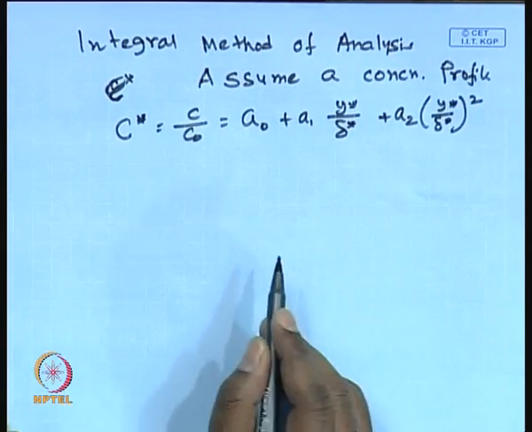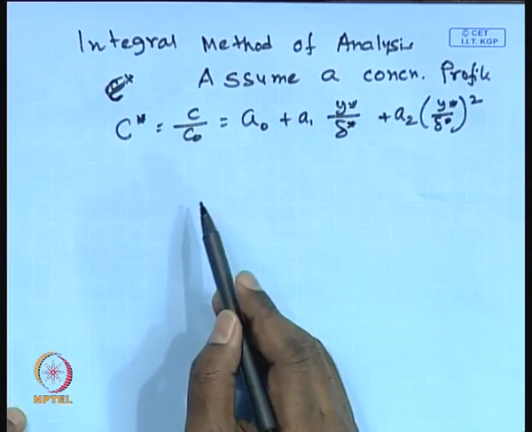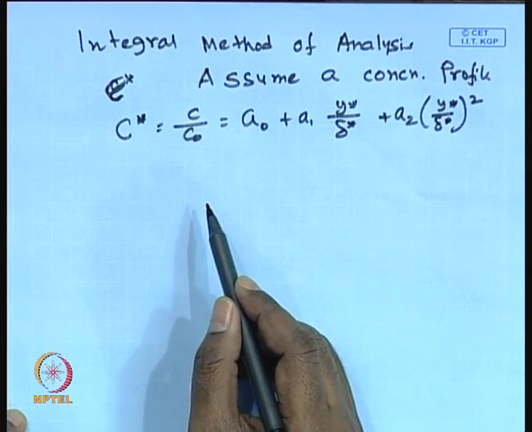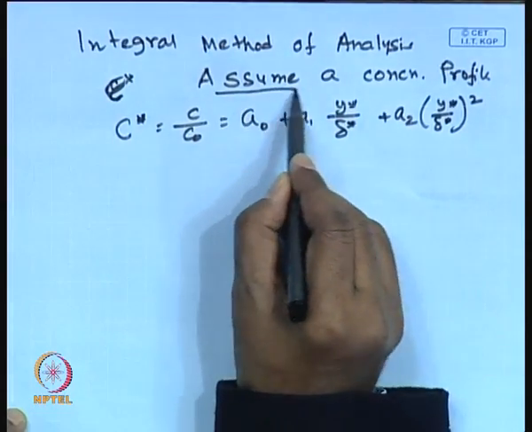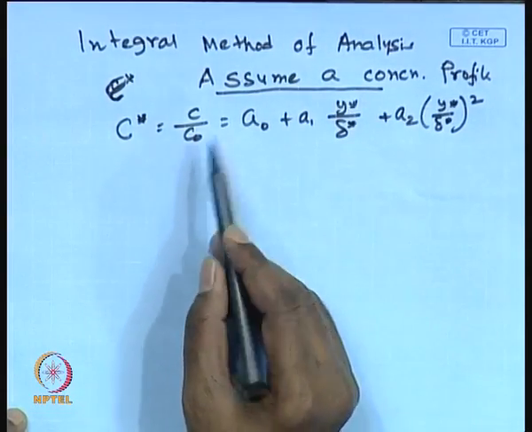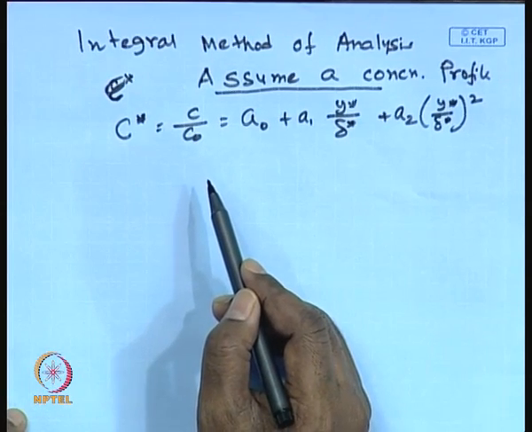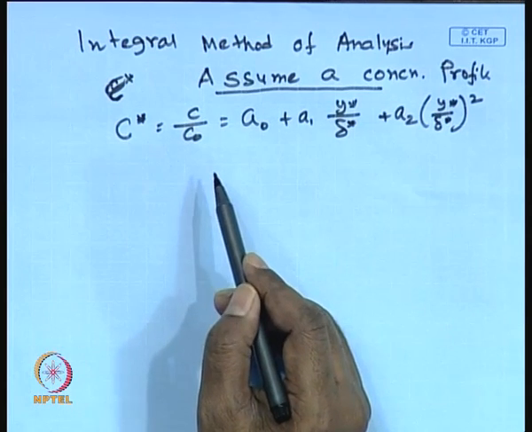Now you can look into any textbook and see that they say it is an approximate method. Integral method is always an approximate method. Why is it approximate? It is approximate because you are assuming a concentration profile. You do not know whether this concentration profile really exists in your system physically or not. You are assuming something, so therefore it is always an approximate method.